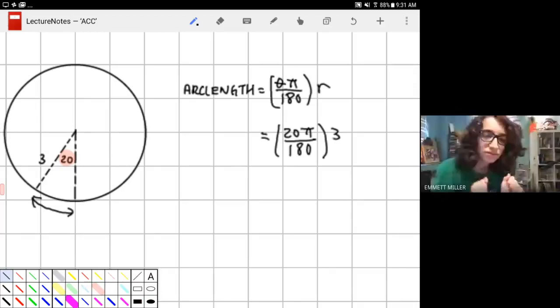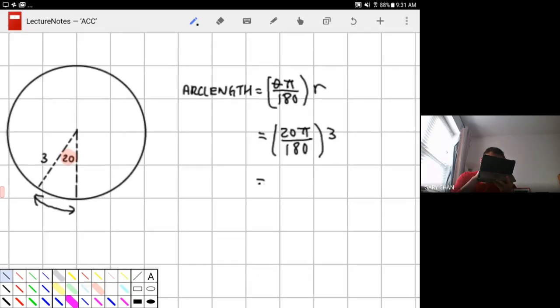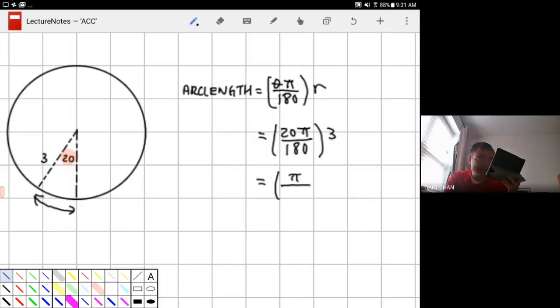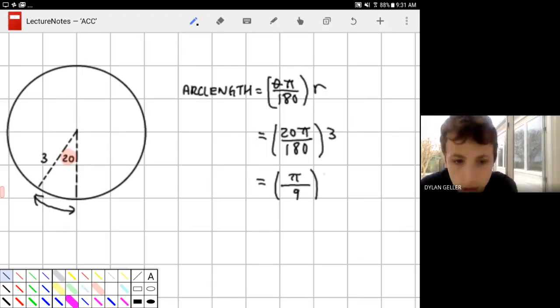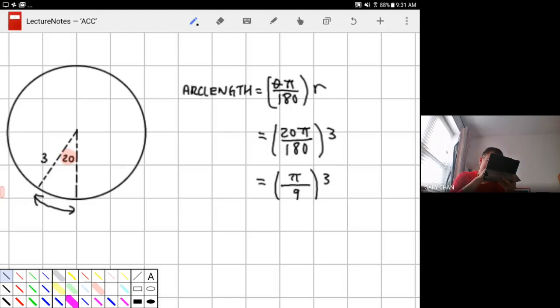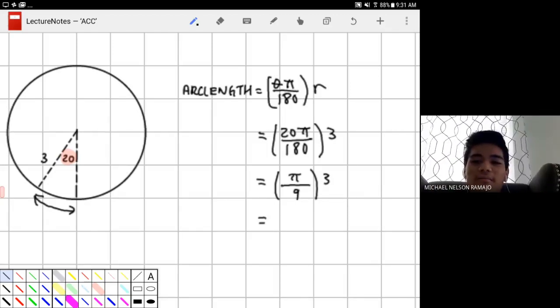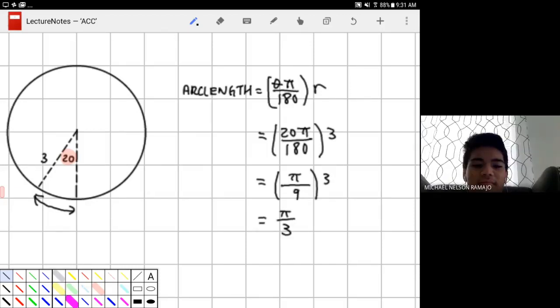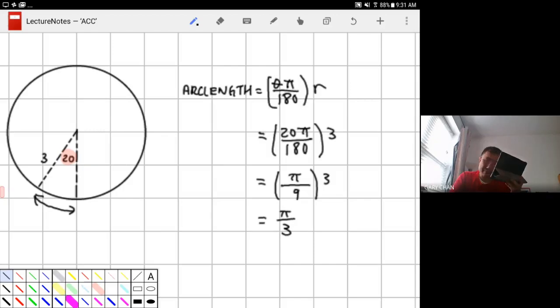So all you've got to do is simplify this. 20 over 180, we can simplify that. That turns into pi over how much? 20 goes into 180 how many times? 9 times, right? And then 3 goes into 9 how many times? 3. So the final answer is pi over 3. So the arc length is pi over 3.